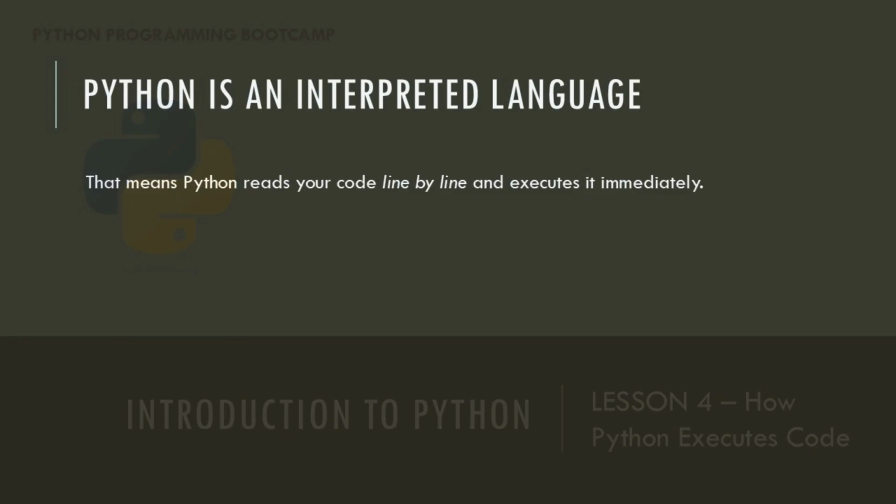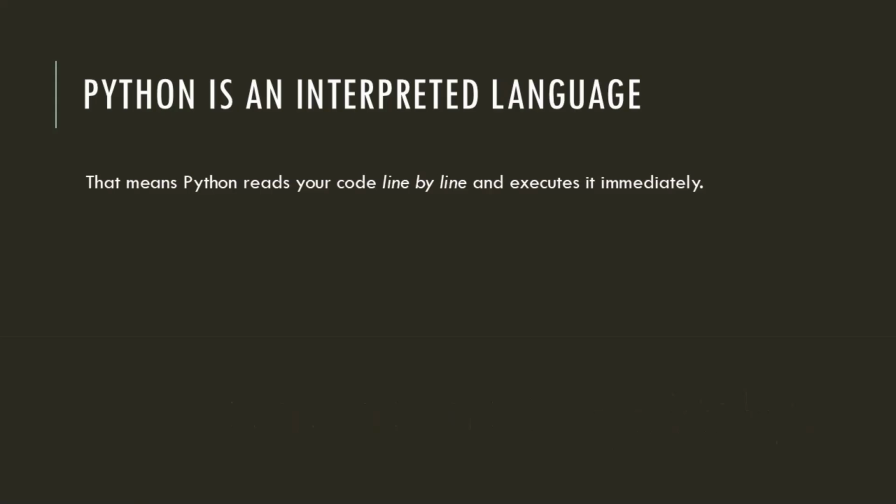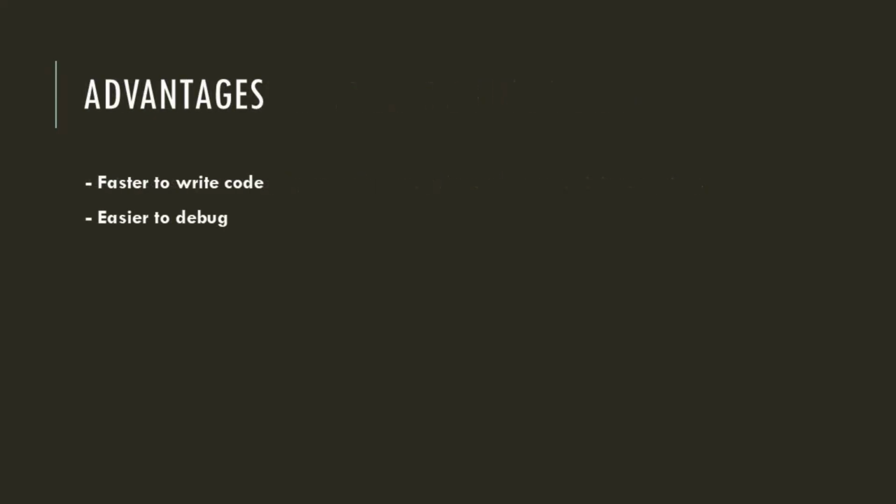Python is an interpreted language. That means Python reads your code line by line and executes it immediately. Unlike languages such as C or C++, Python doesn't need a separate compilation step. This has two big advantages: faster to write code, no waiting for compilation, and easier to debug. Errors point directly to the line causing the issue.